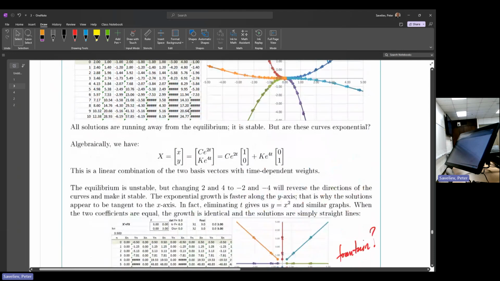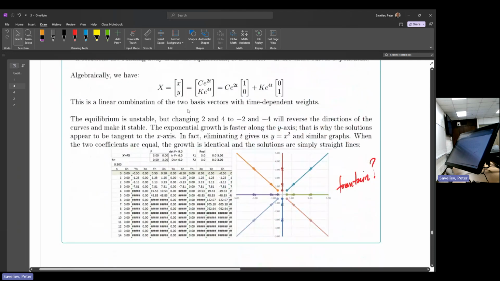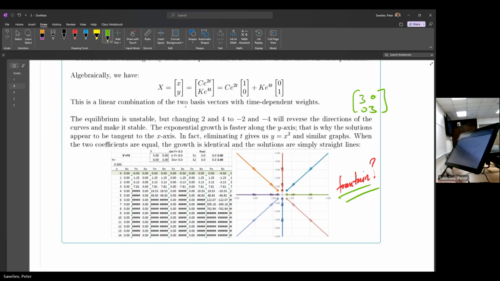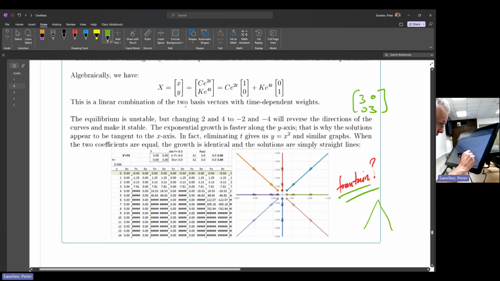When the elements on the diagonals are equal, so in this case they are 3 and 3, so it's 3, 0, 0, 3, then these are not parabolas anymore, they're straight lines, and therefore we have our fountain kind of thing. So it starts slow and then accelerates down faster. It is not, so to be clear, not this one.